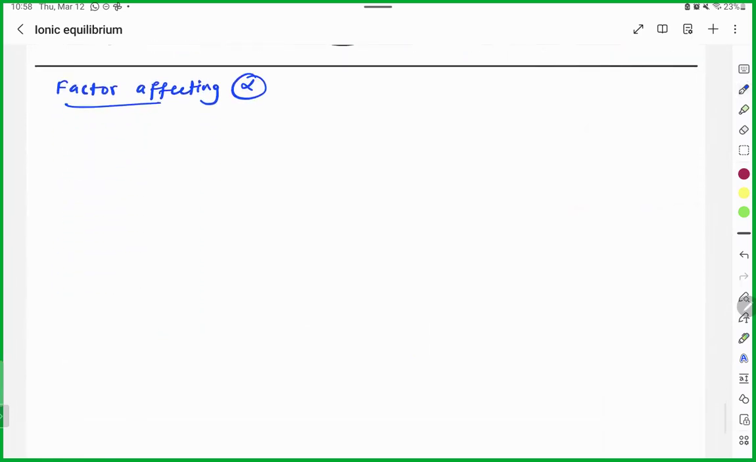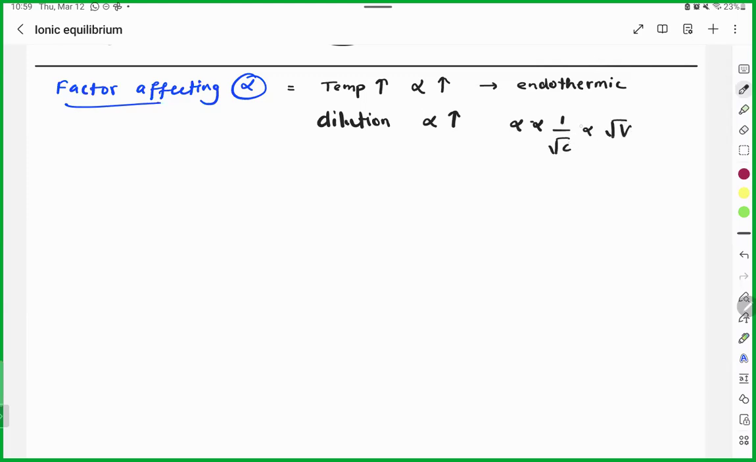So, first factor is temperature. If you increase temperature, you know degree of dissociation will be more. Correct? Why? Because this process is endothermic. When you increase temperature, heat will increase, and heat increase means more dissociation. Second factor is dilution. We already did this. If you do dilution, then alpha will increase. Why? Because alpha is inversely proportional to under root C, or directly proportional to under root V, volume.